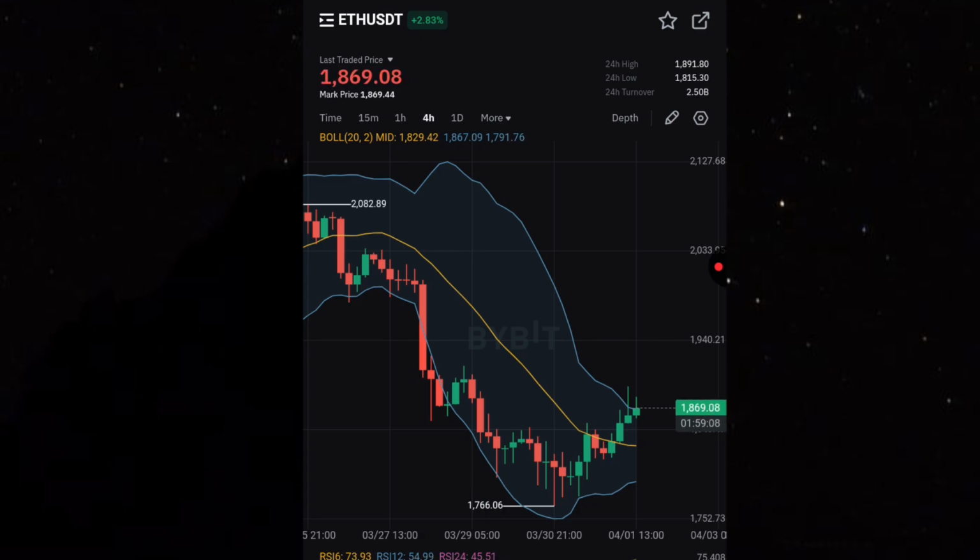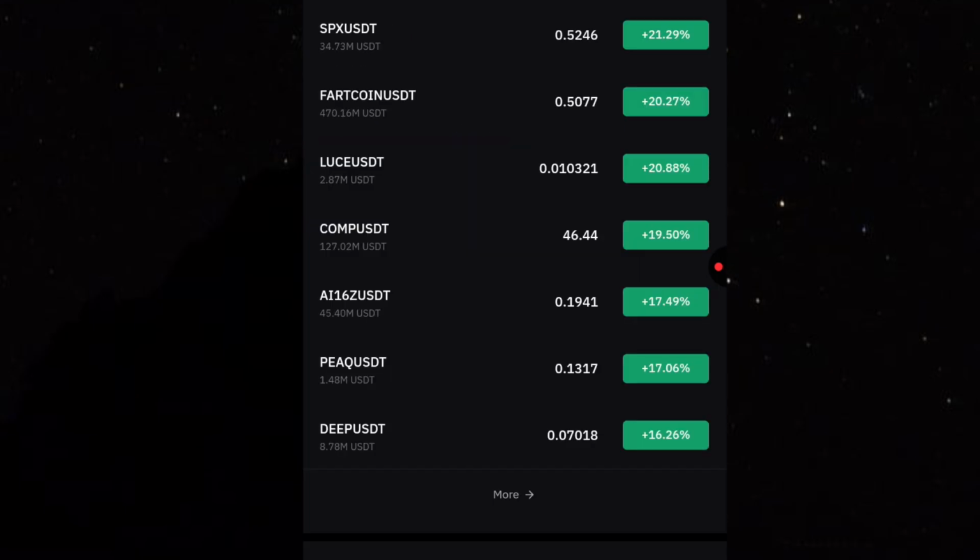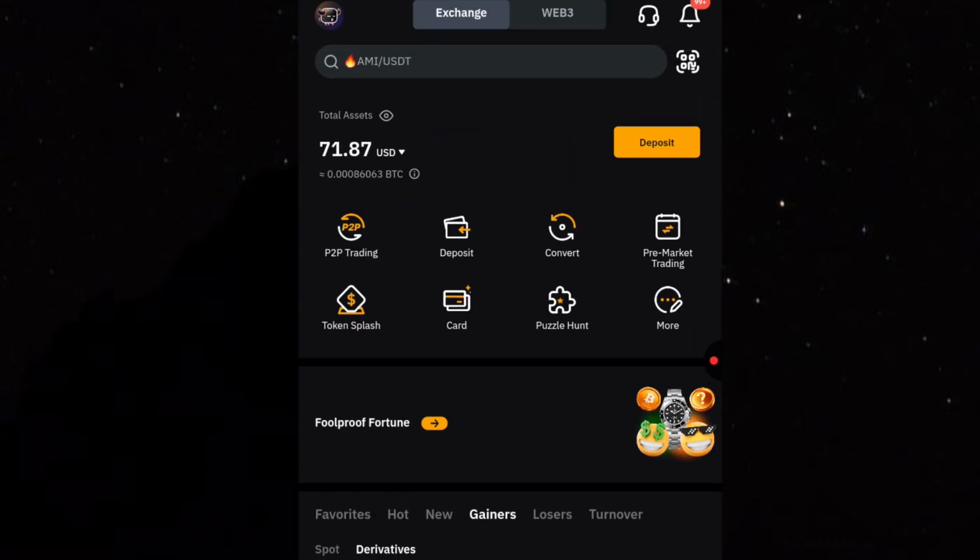Now, longing simply means that when you predict that the price of a crypto will go up and it starts going up, you would make some profit. So right now, I can see that the price of Ethereum is going up, and I want to long it. I want to predict that it's going to be going up. All right. So on my balance, you can find out that I have about 71 USDT here, and let me get started.